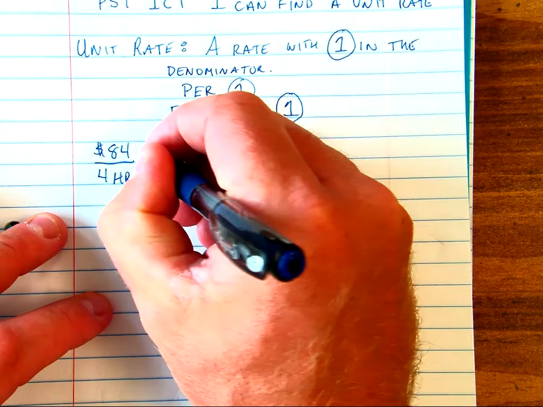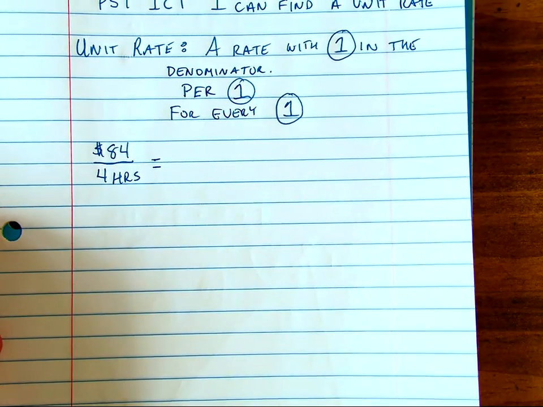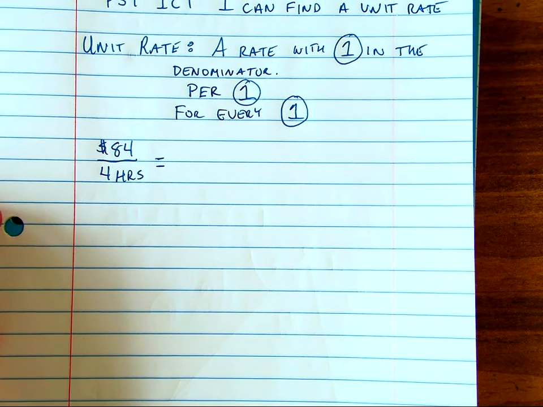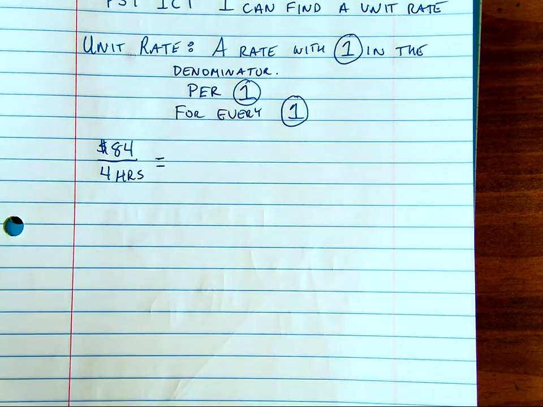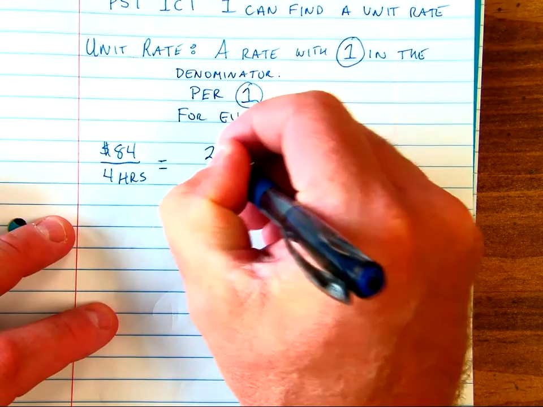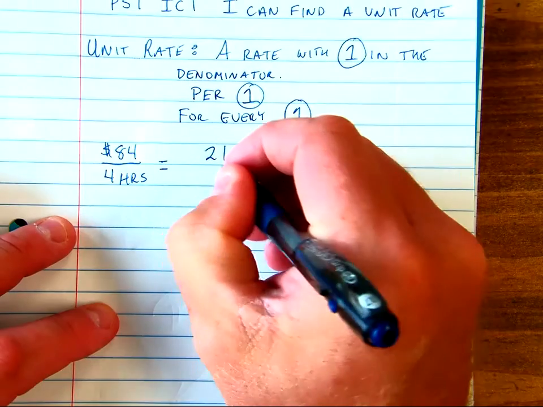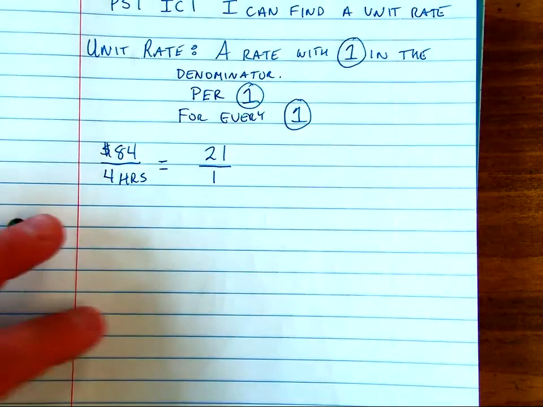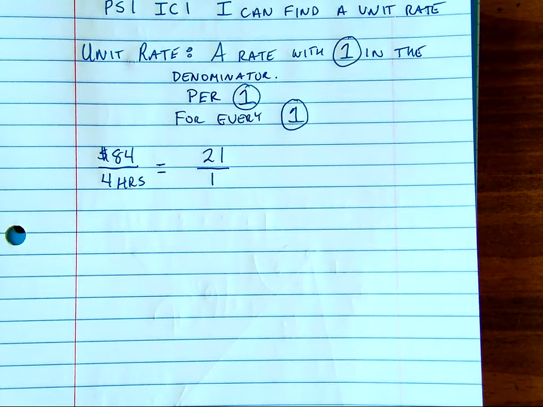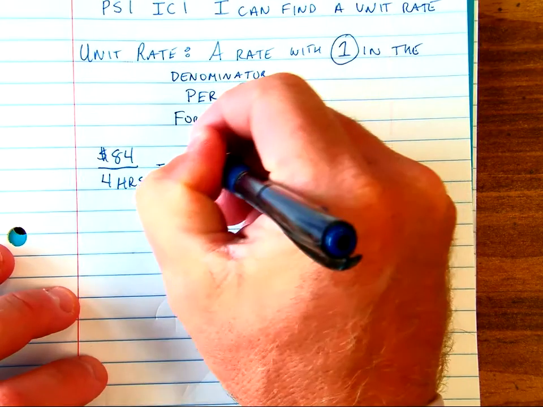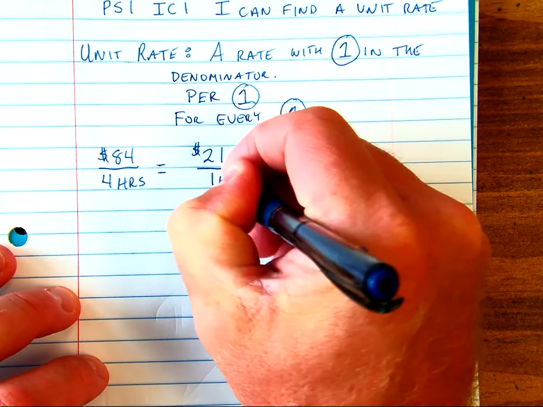The only way to create a unit rate is to divide. 84 divided by 4 is 21, right? This is wrong. That's a wrong answer. 21 what? Is it 28 balloons? Is it 28 pumpkins? It's $21 per 1 hour.